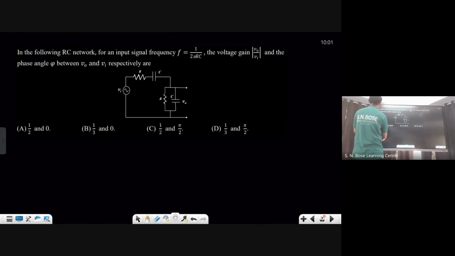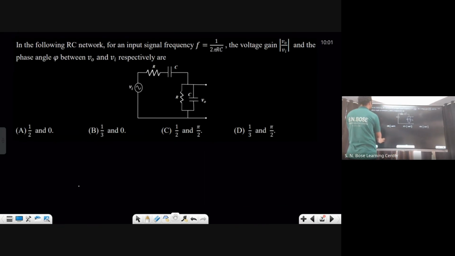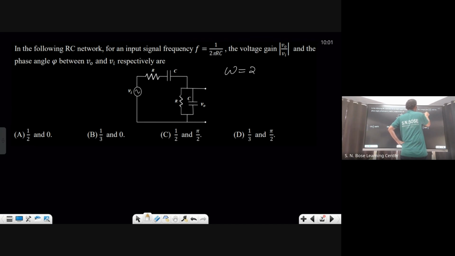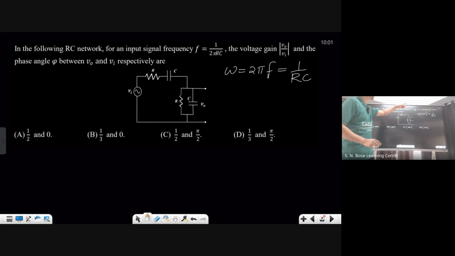Now, this is the question. Very nice question. In the following RC network, for the input signal F is equal to 1 by 2 pi RC. F is equal to 1 by 2 pi RC means omega is equal to 2 pi into F, that's equal to 1 by RC. Am I right? Omega is 1 by RC. Then F will be 1 by 2 pi RC. Okay, he's asking voltage gain, V naught by VI modulus, and the phase angle between V naught and VI. Okay, phase difference between them.